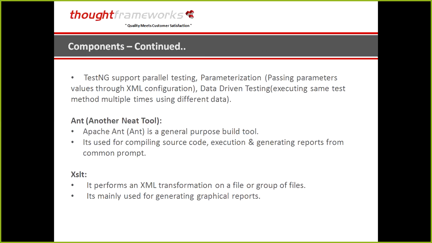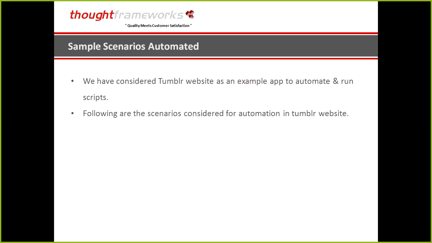Next component is ANT, another tool. It's a build tool which is used for compiling the source code, execution and generating the reports from command prompt. And the last component is XSLT. It performs an XML transformation on a file or a group of files. It is mainly used for generating graphical reports, along with the ANT build tool.